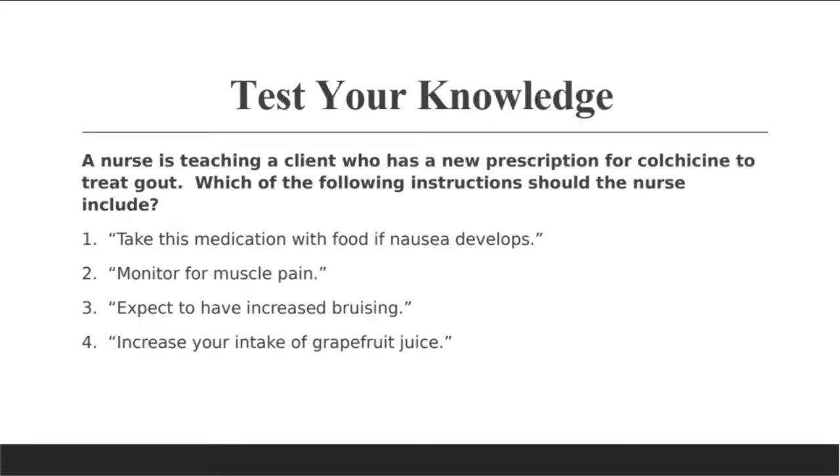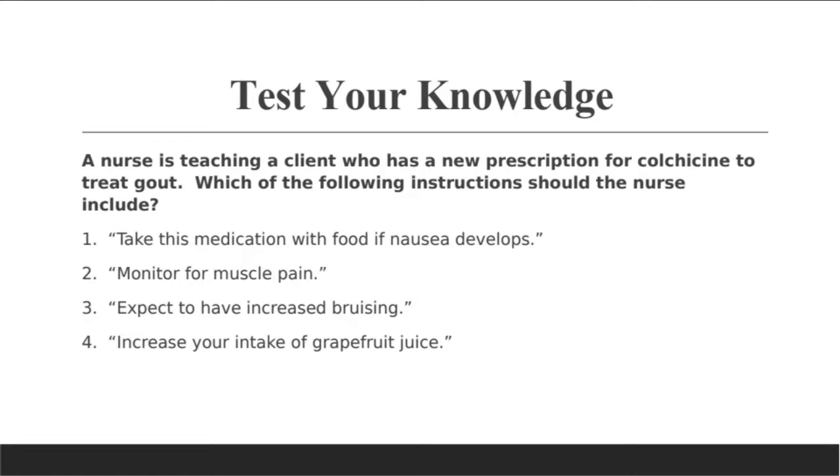Yeah, it's number 2. What are they at risk for? If you chose number 2, what are they at risk for? Why are you going to monitor them for muscle pain when they're getting colchicine? What are you monitoring for? You're monitoring for muscle pain, but why? Because they're at risk for rhabdomyolysis. They are at risk for rhabdomyolysis, okay?